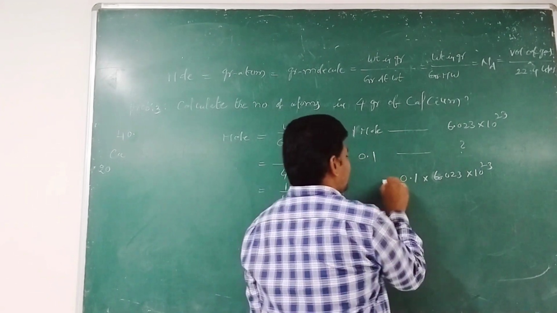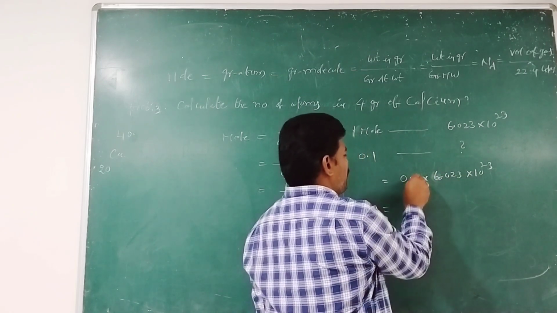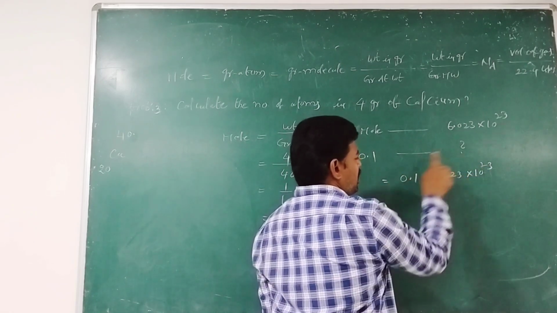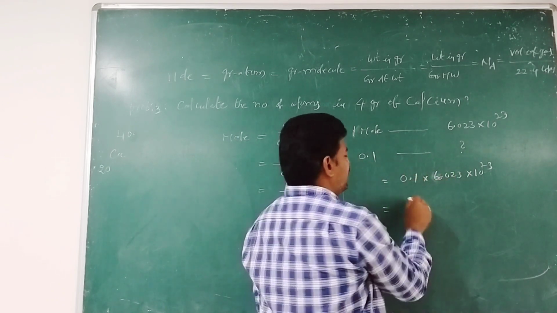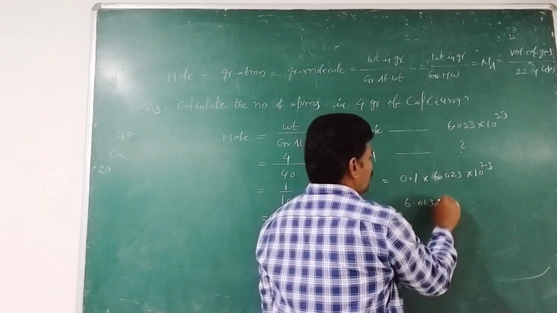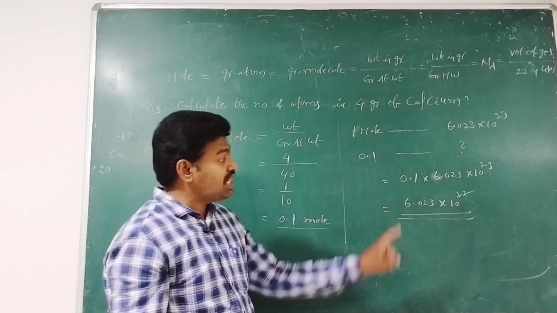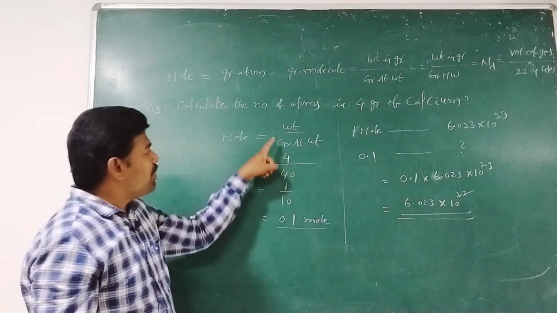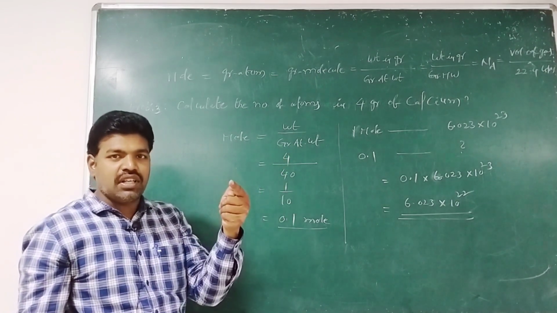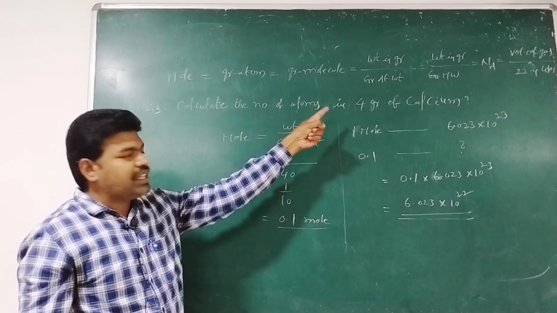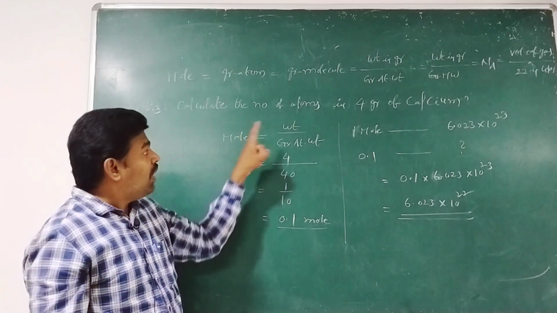So we can calculate this equation: if you multiply this 0.1 with the 10, then it becomes 1. Then 6.023 into 10 to the power of 22 is the answer. Okay, this is one method. Here I am equating the 4 grams, and calculating the moles from the weight to gram atomic weight ratio.